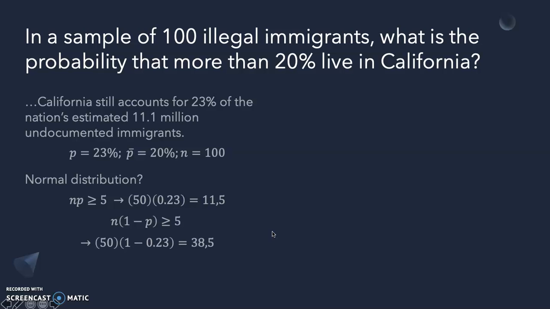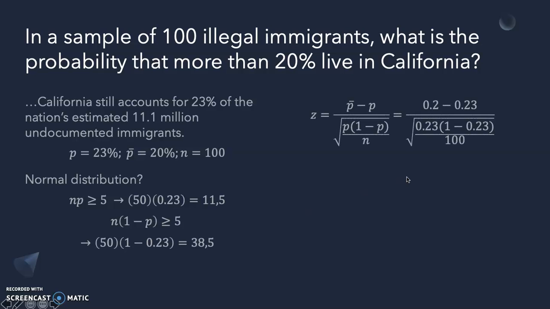Now, the second condition is that we have the same condition except that we increase the number of samples. What is the probability that more than 20% live in California? Because we have a similar situation, with only a change in the number of samples, we have proven the sample follows a normal distribution. We just need to convert the proportion into the Z value. So we convert it using the formula, and we get that Z is equal to minus 0.71. From the table, we get the probability of Z equal to minus 0.71 is 0.2389.